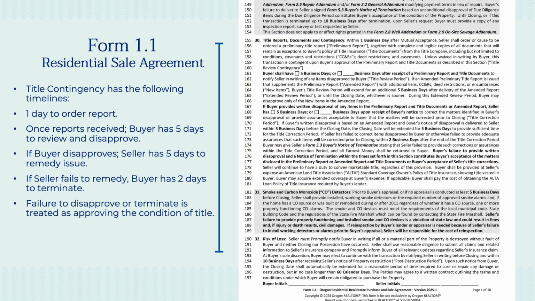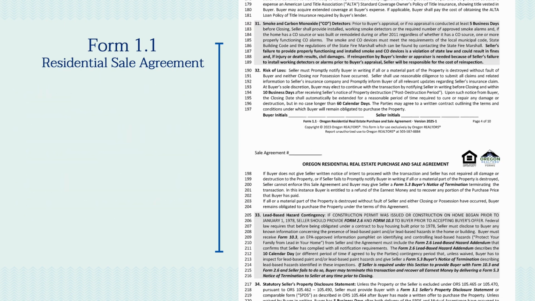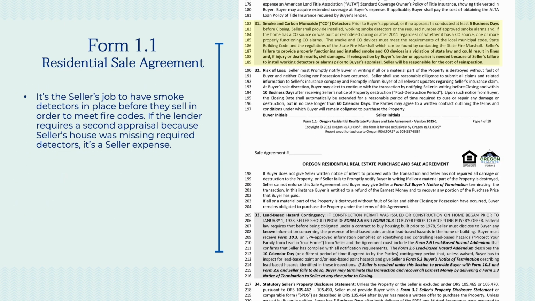if they disapprove of the property or if they find some problem with the remedies. From here, there is a section on carbon monoxide and smoke detectors. It is the seller's job under the fire marshal's laws to have smoke detectors in place before they sell the property. To meet fire codes, you have to have a specific number of smoke detectors in specific locations, and you have to meet specific standards for carbon monoxide detectors as well.